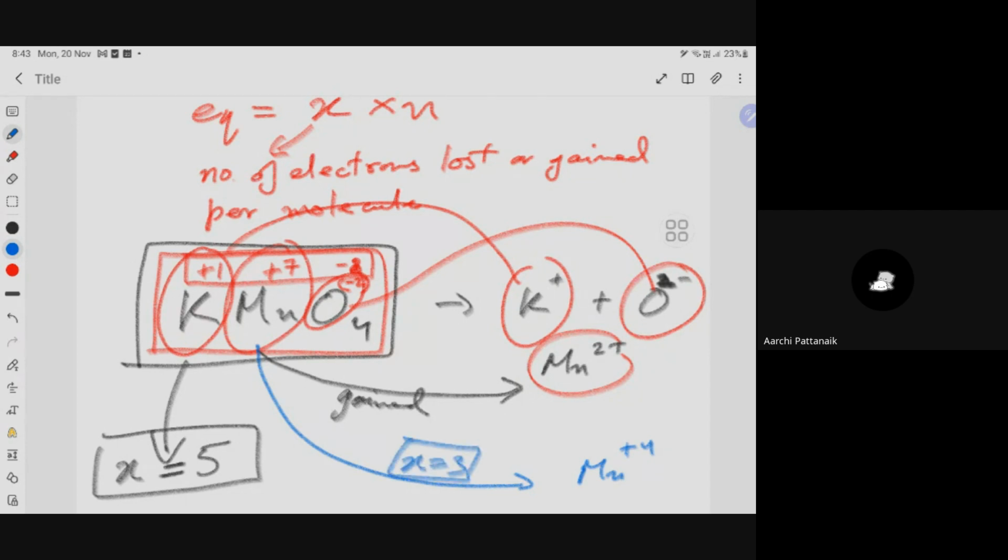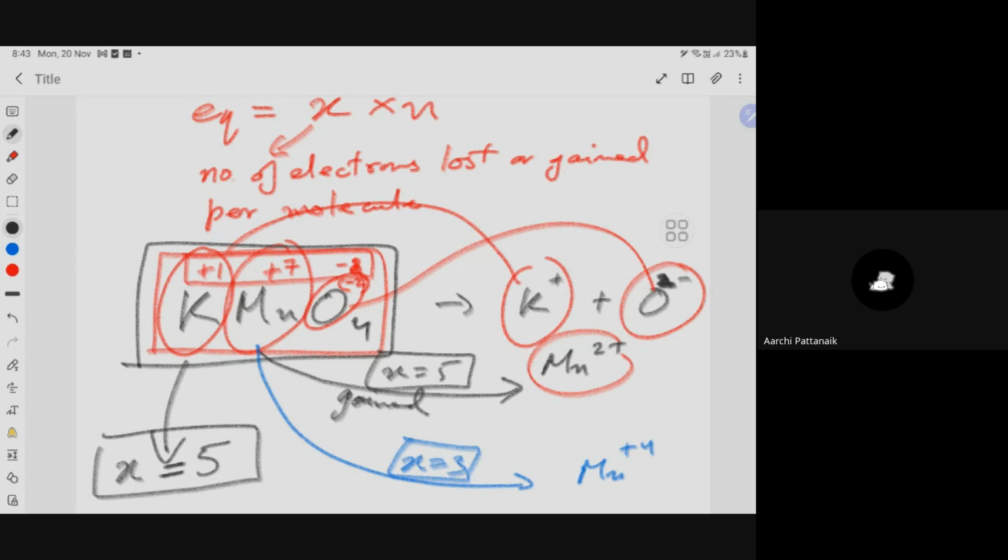It is 3, right? Yes. And here the X factor was 5, right? So it's a very good question. Why? Because sometimes they try to test you: you don't know the balancing, you're not writing the full balanced reaction, but do you know what Mn becomes? Pretty much the whole of India knows that in acidic medium it becomes Mn2+ and the X factor is 5.